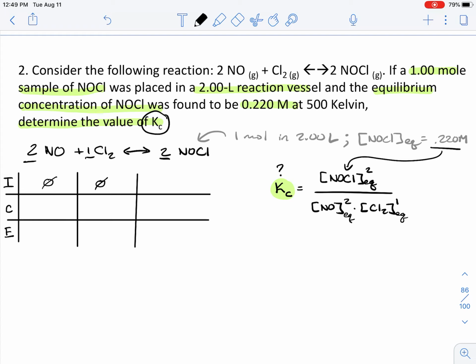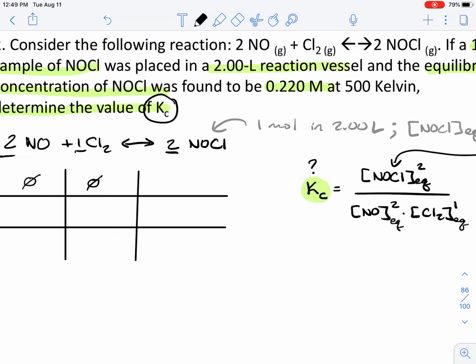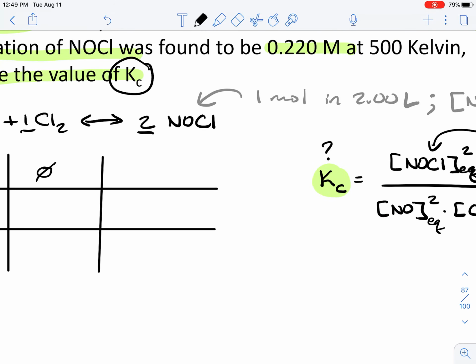It turns out the only piece of information this problem provided is the initial amount of the product instead of the reactant. So we're going to divide these two values. 1 divided by 2 is 1/2, or 0.500 molar concentration. I'm just going to put a bracket here.